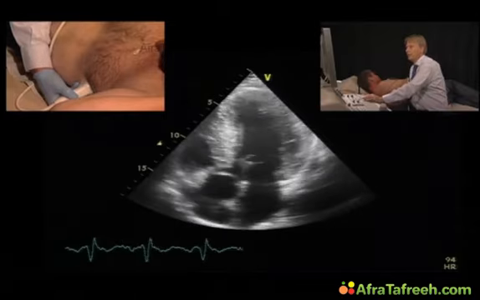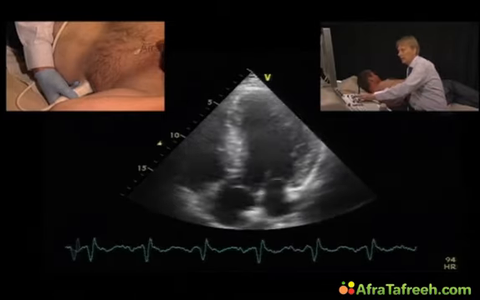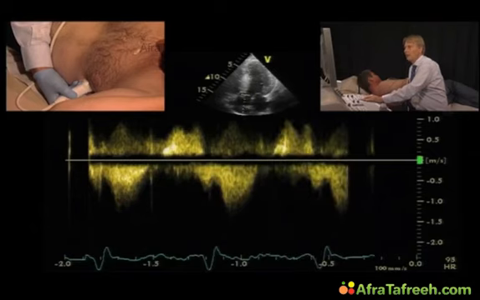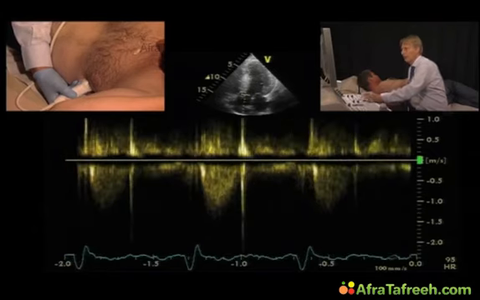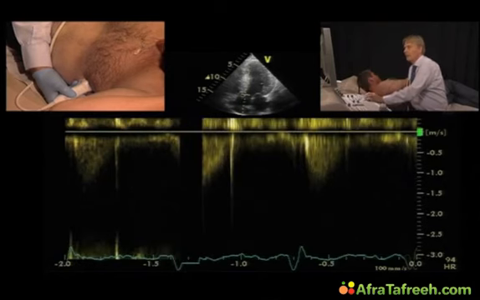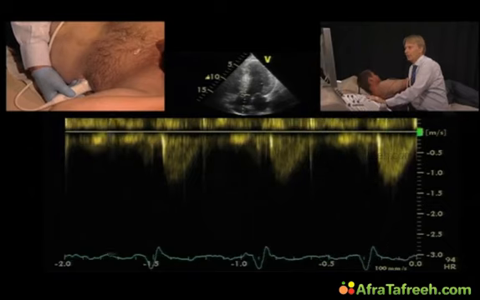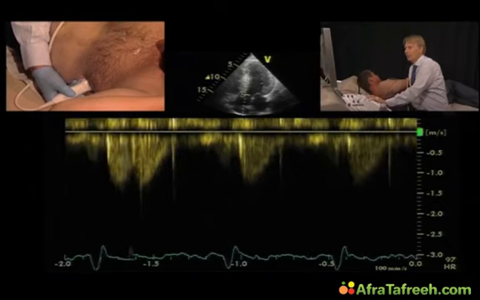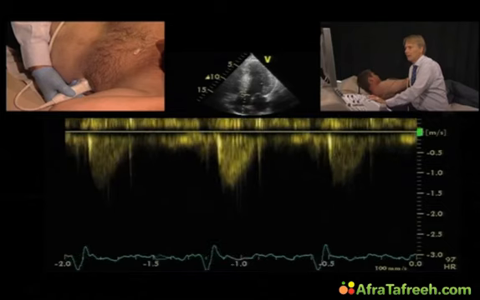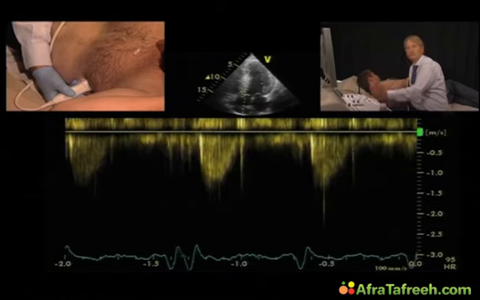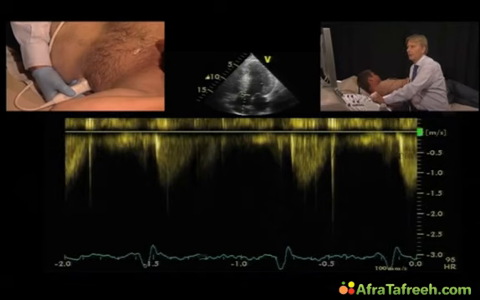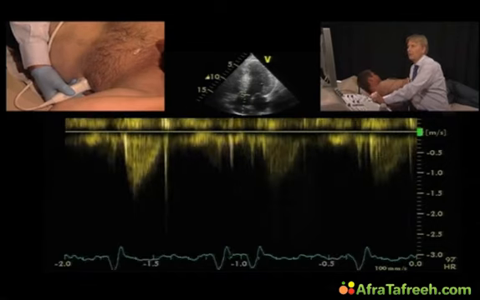But to be 100% sure, you'd have to take a look with the continuous wave Doppler to see if you get elevated flow velocity in the LVOT. But this is a completely normal spectrum. First of all, the velocity is only 1.5 meters per second. And second of all, we do not have the typical shape of obstructive cardiomyopathy, the typical shape we see in dynamic obstruction.